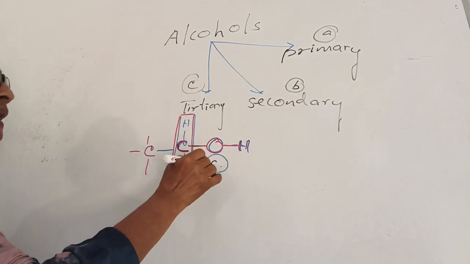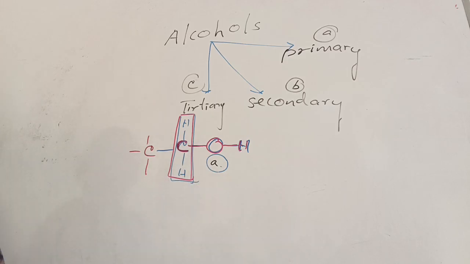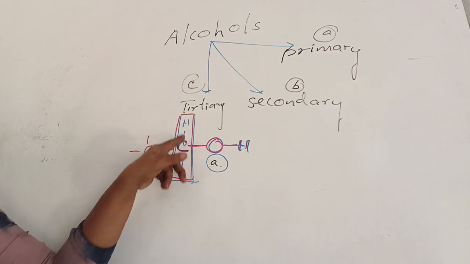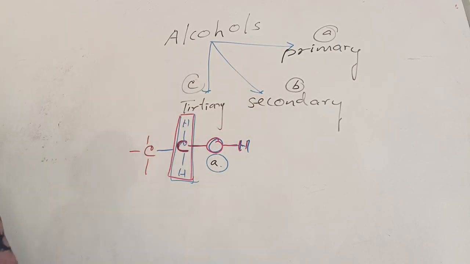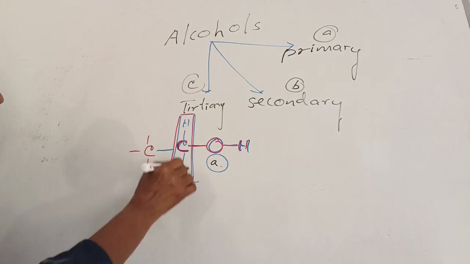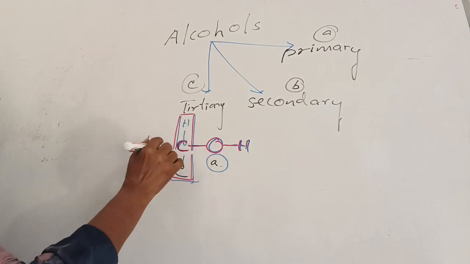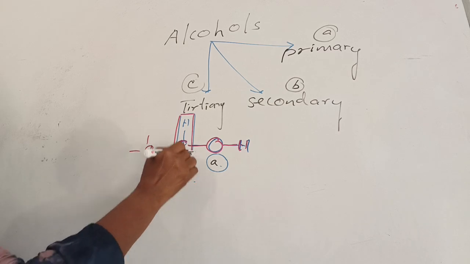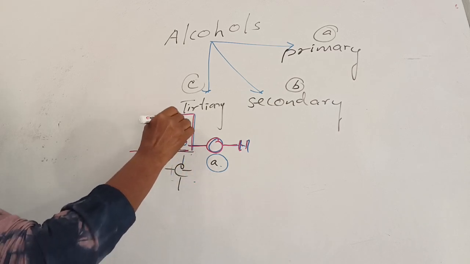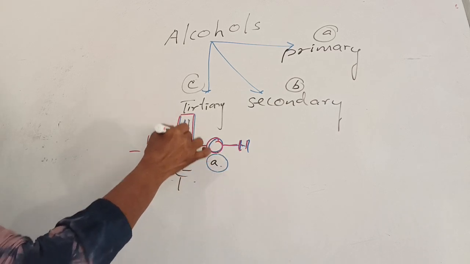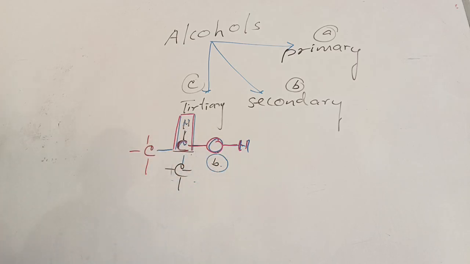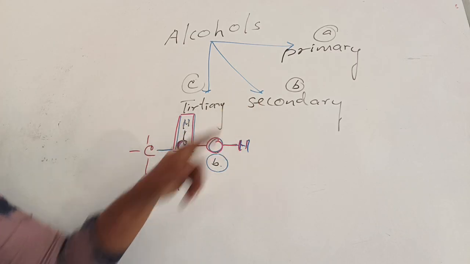The A category is where the OH-attached carbon is directly attached to two hydrogen atoms: the primary alcohol. For the second, there should be another carbon atom, so the OH-attached carbon is directly attached to only one hydrogen. The OH-attached carbon directly attached to only one hydrogen is the B category. We call it a secondary alcohol.